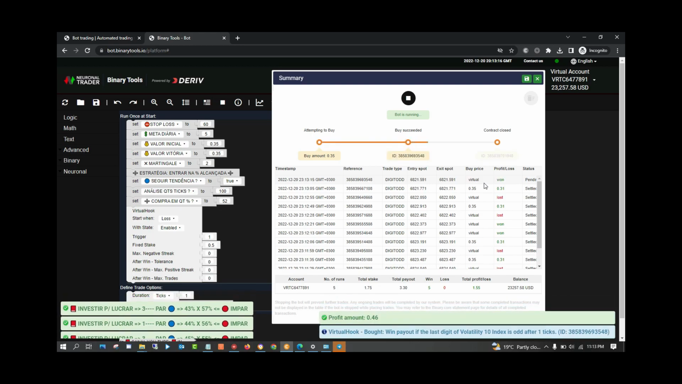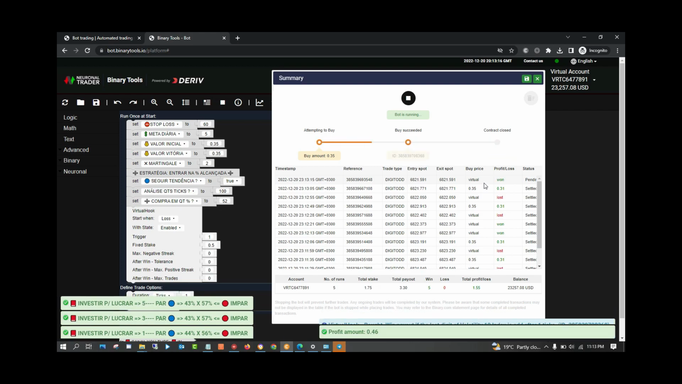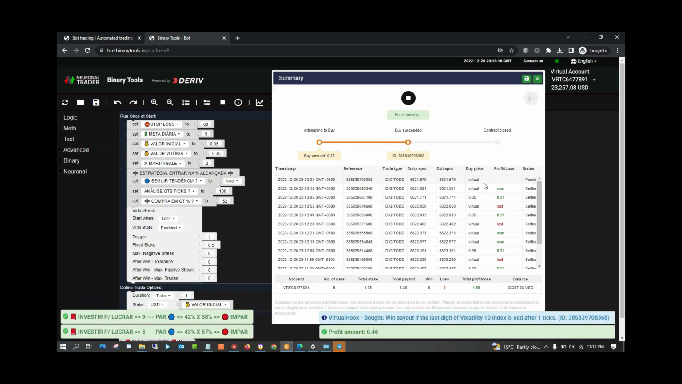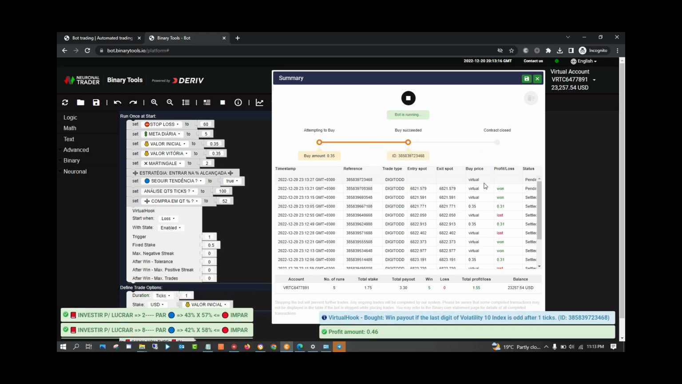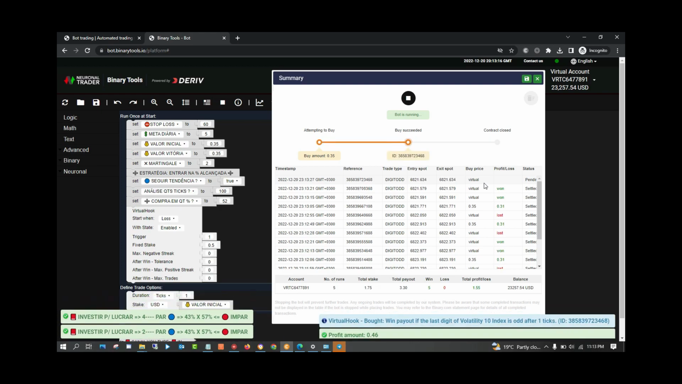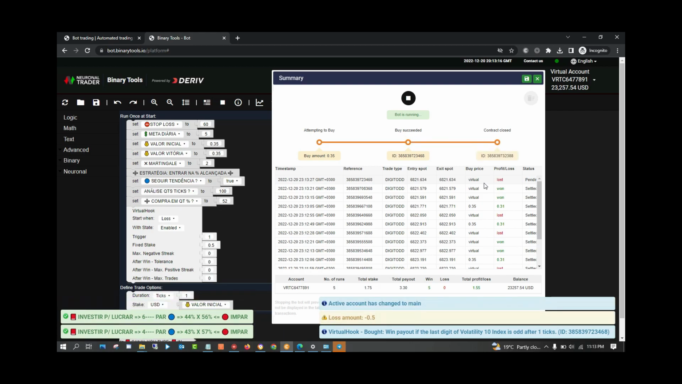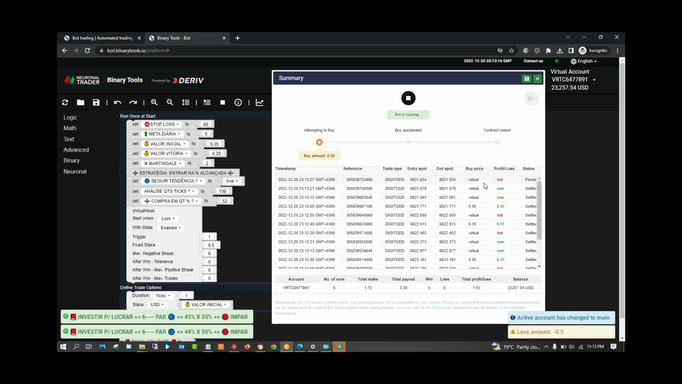So I just wanted to lose twice on real account, so you see what is happening after changing the martingale over there. Now it wins on a virtual. After losing on that virtual, it goes to real account.